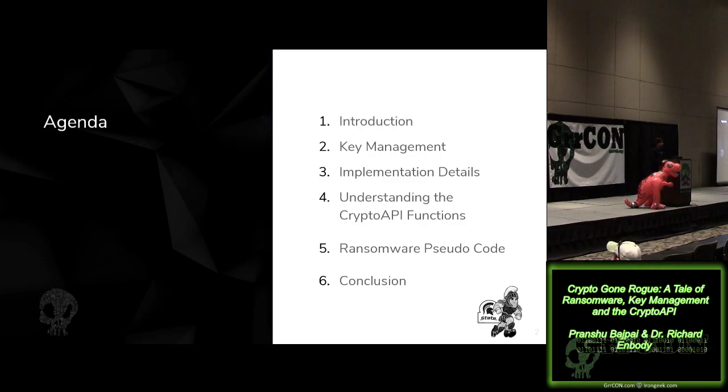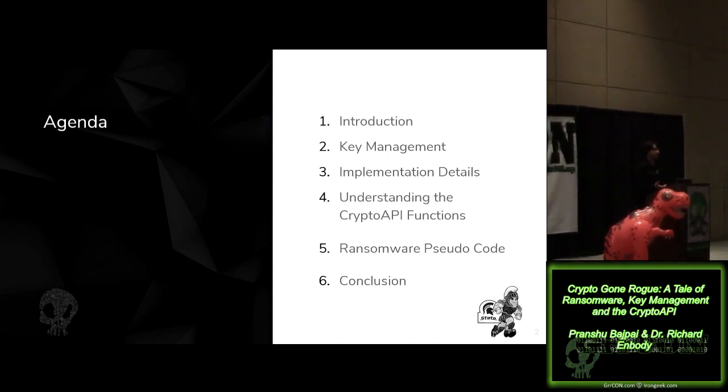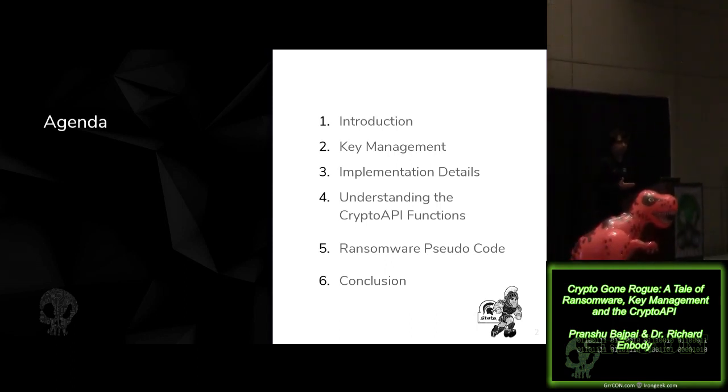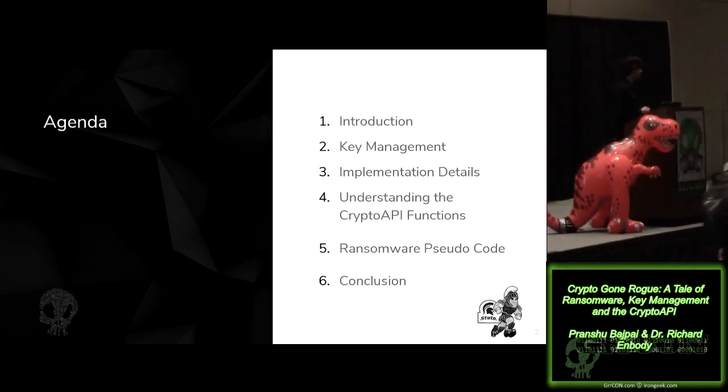So this is the agenda or the structure of the talk. We start with a little bit of an introduction, and then we go ahead and discuss a particular key management scheme, known as the hybrid scheme, which is employed in modern ransomware. And then we move on to the implementation details, where we'll look at the details of crypto API, the cryptographic service providers on a Windows machine, and CNG and things like that.